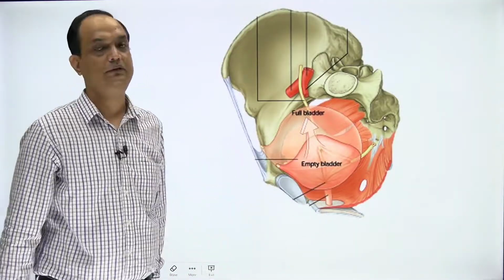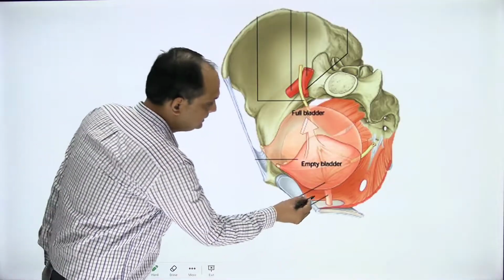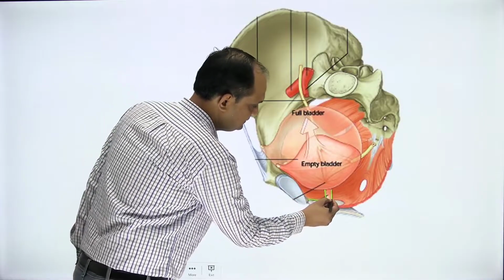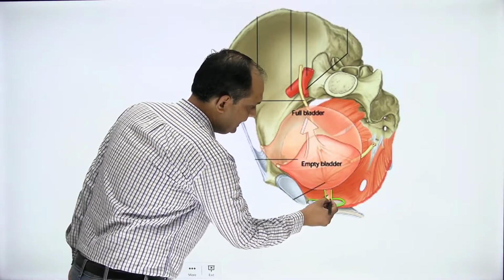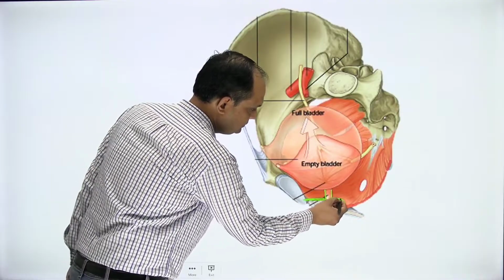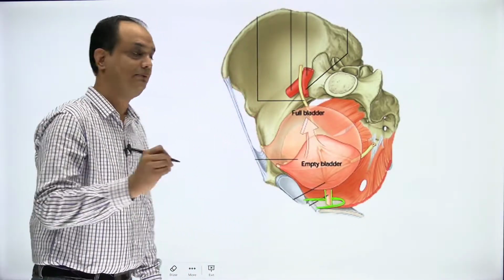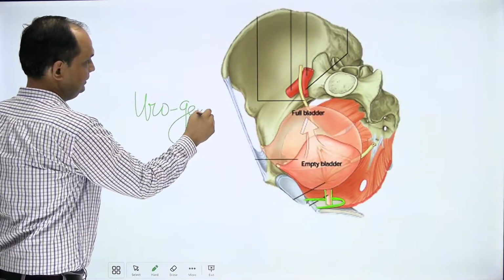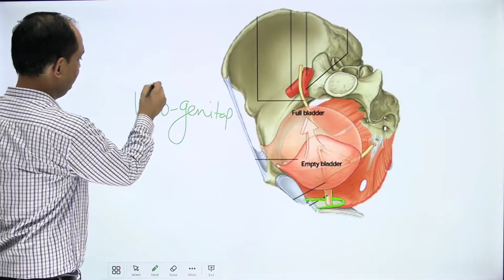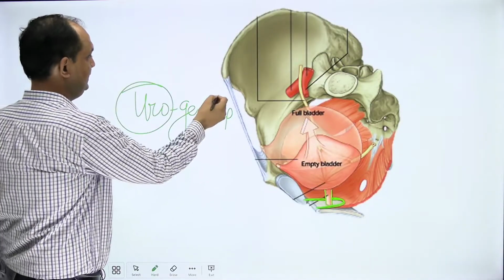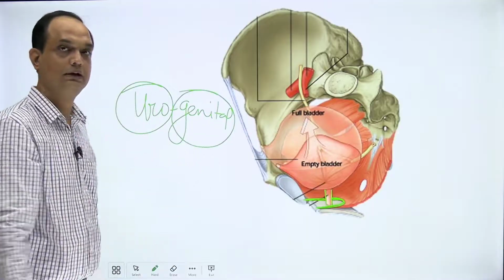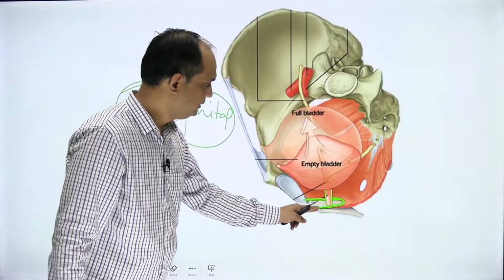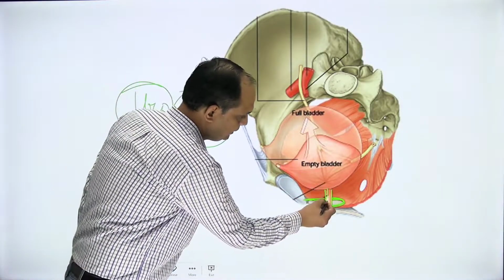Another important thing you are able to appreciate here is the urethra. This urethra passes through this pelvic diaphragm gap, and this gap is known as the urogenital hiatus. As the name itself suggests, there are two components, uro and genital. Uro means it gives a pathway for the urethra, and genital means it gives a pathway for the vaginal canal in the case of a female. Now here you can see that the urethra is going downward.